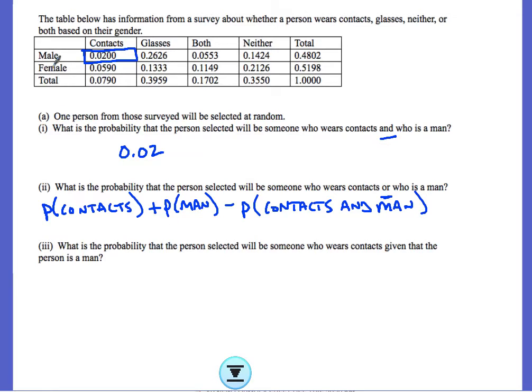All right, so the probability of wearing contacts, that total probability is right here, 0.0790, plus the probability of being a man. The total probability of being a man is right here, 0.4802, minus the probability of wearing contacts and being a man. That's what we figured out in part 1. AP likes to do that. They like to do problems where you find something and then you use it in the next part. Now, that's not always the case, but they do like that. So when you calculate that, you're going to get 0.5392.